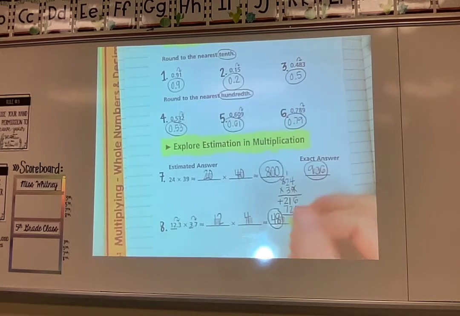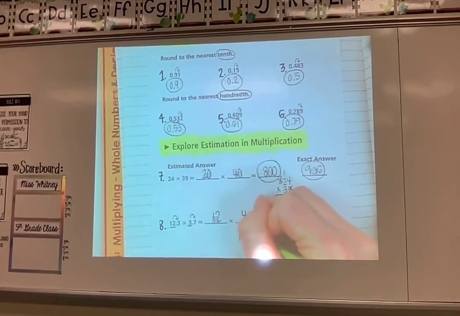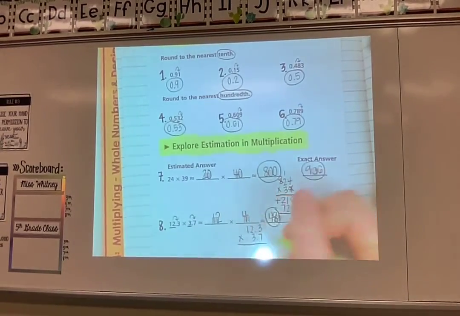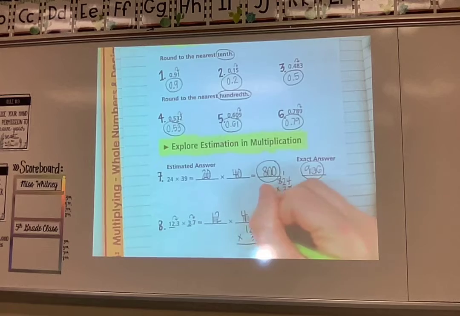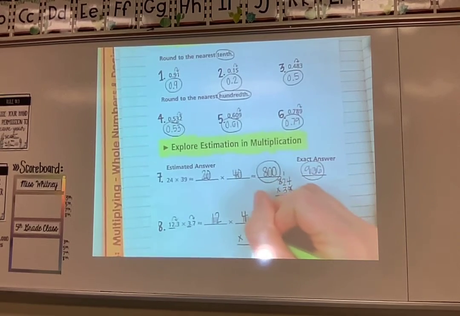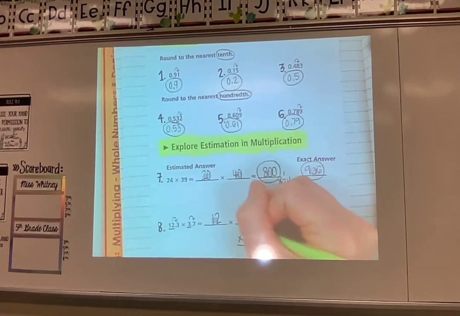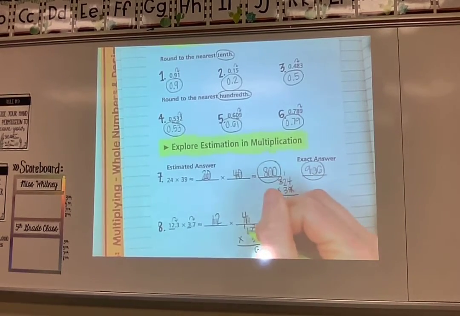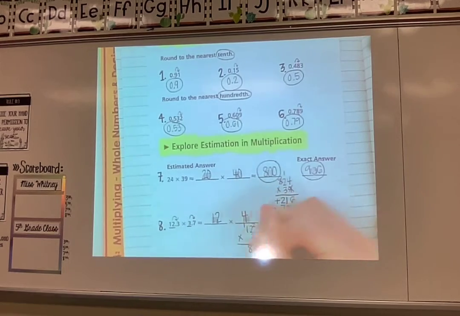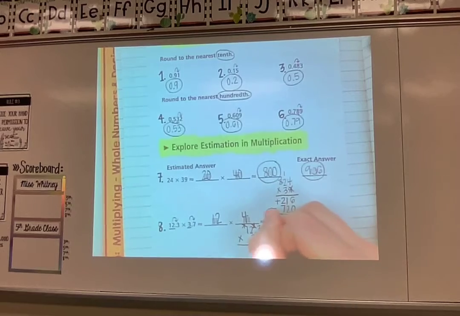So let's solve for the exact answer and see what we get. 12.3 times 3.7. All right, multiply like normal first. So 7 times 3 is 21. Put my 1, carry my 2. 7 times 2 is 14, plus 2 more would be 16. So put my 6, carry my 1. And 7 times 1 is 7, plus 1 more would be 8. X that guy out. When I make my X's, I have to make an O.